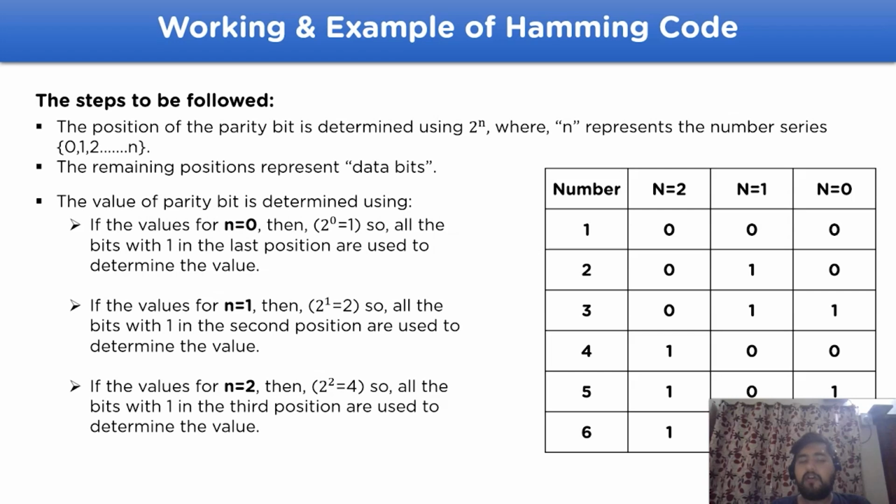Similarly, let's take a look at when n is equal to 2. That means 2 to the power 2 is equal to 4. So all the bits with 1 in the third position are used to determine the value of the parity bit. And this would be numbers 4, 5 and 6.